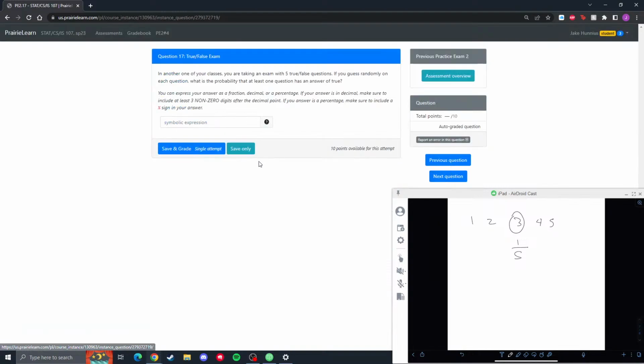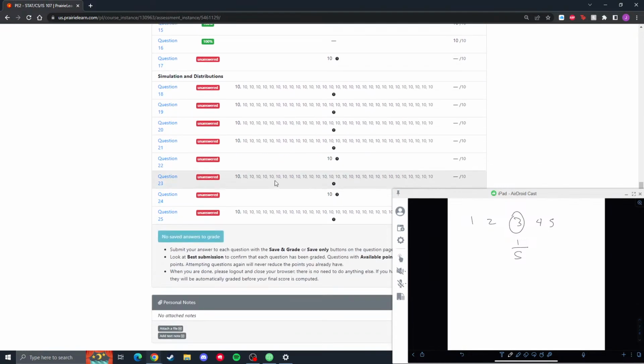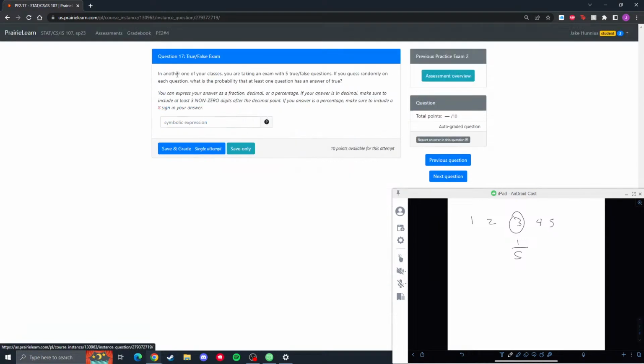All right, we got one more question on the prediction and probability, and then we'll go on to the simulations and distributions hereafter. All right, we're taking an exam with 5 true-false questions. So probability of correct on true-false is 1/2. If you guess randomly on each question, what is the probability that at least one question has an answer of true?